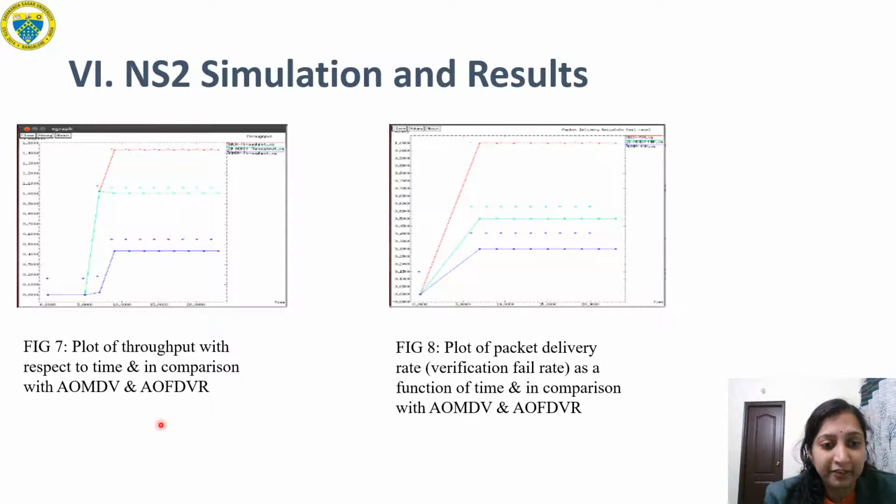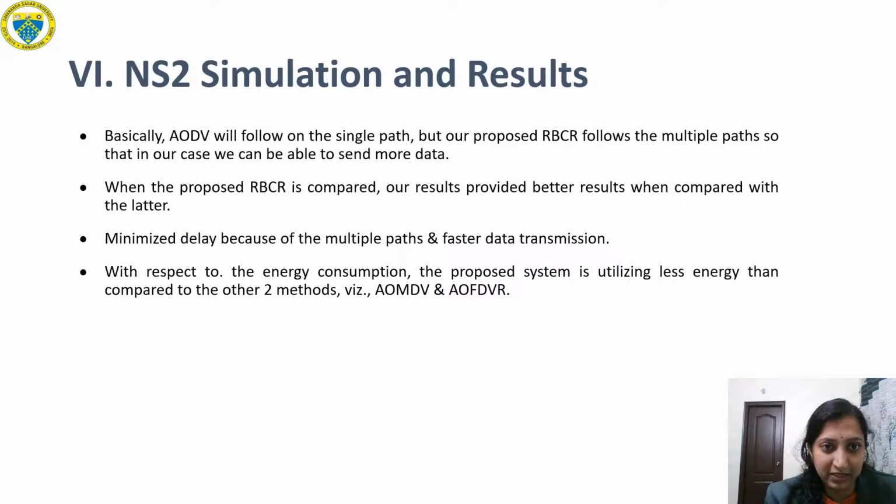Next, plot 7 shows the throughput with respect to time, in comparison with again the AOMDV and AOFDVR techniques. Here the throughput is much better, it's high compared to the remaining two. This is the plot of the packet delivery rate, that is, the verification of the fail rate as a function of time, in comparison with the AOMDV and the AOFDVR. The fail rate is very low and hence the packet delivery rate is high in the case of the proposed technique.